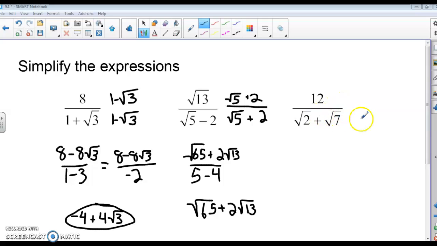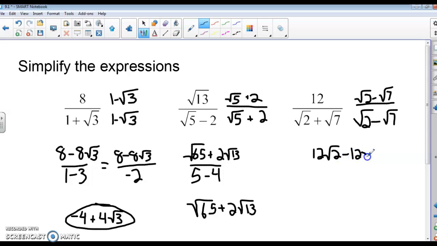And for this one here, the conjugate of the square root of 2 plus the square root of 7 would be the square root of 2 minus the square root of 7. So we'll multiply the top and bottom by that. So the top becomes 12 root 2 minus 12 root 7. And the bottom becomes 2 minus 7, which is negative 5.